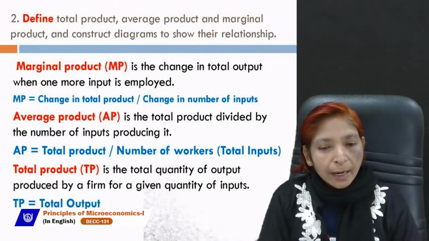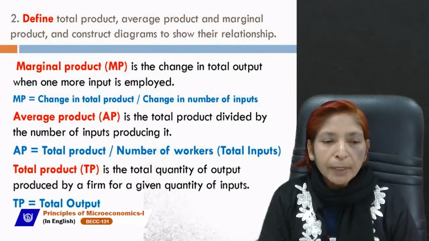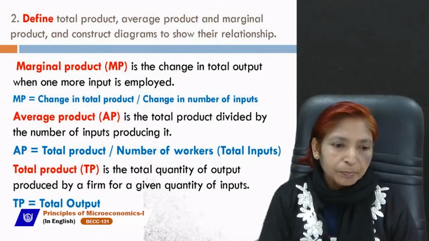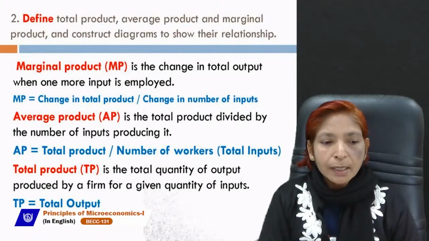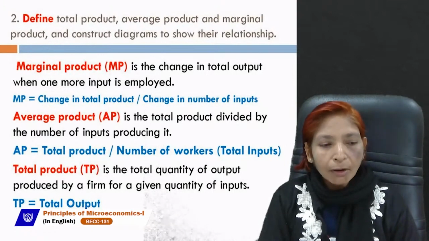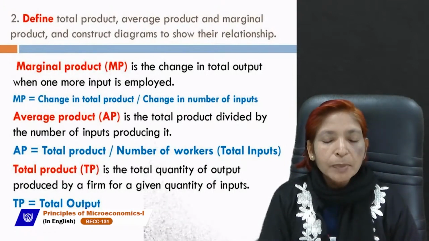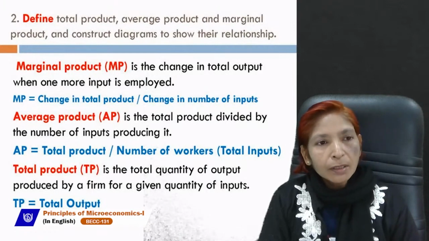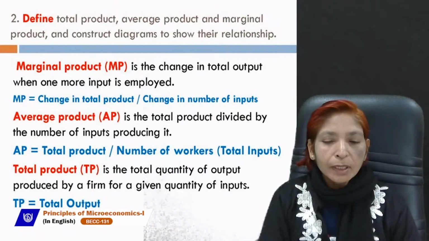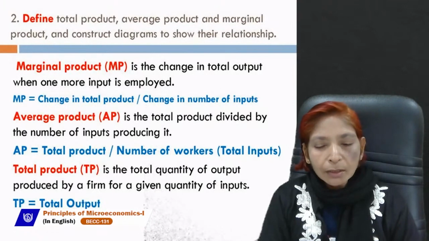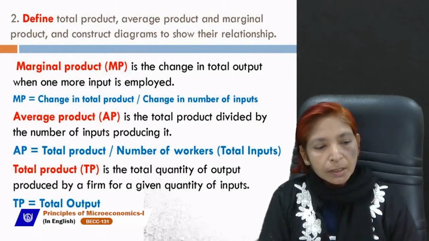Inputs are like land, labor, capital, and entrepreneur. So total product is the entire quantity of output which is produced by the producer or firm for given units of input or given quantity of inputs.